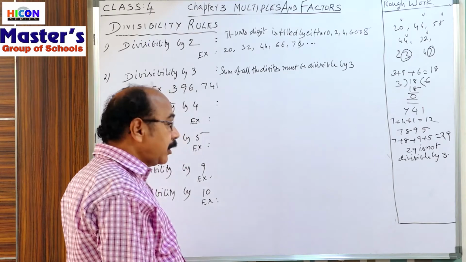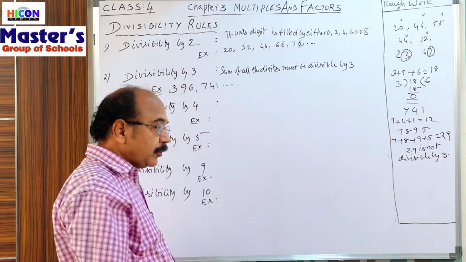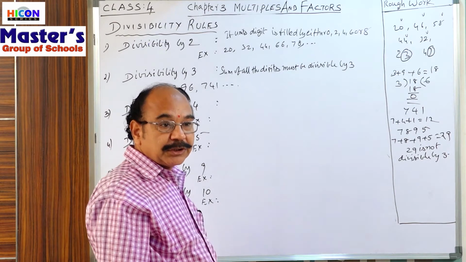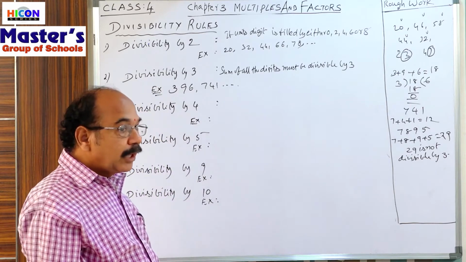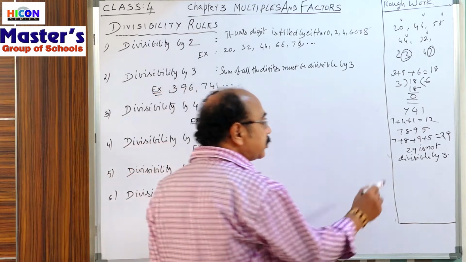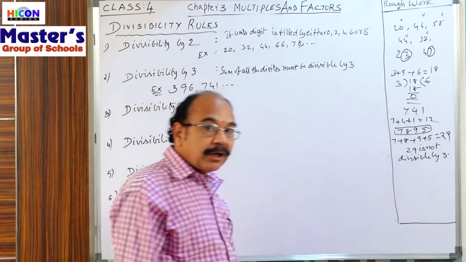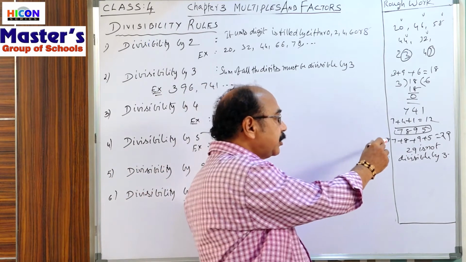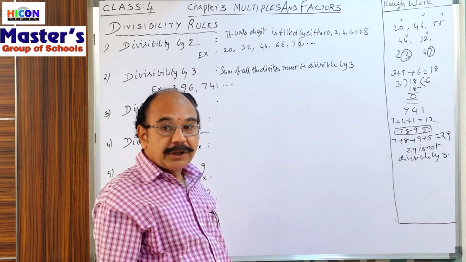Okay, children. And so on. So many numbers you can do that. So, if you want to know whether the given number is divisible by 3 or not, what we have to do is add all the digits. In this, I gave one example. Whether it is divisible by 3 or not, how to do here? Add all the digits: 7, 8, 9, 5. Add all the numbers, and you got 29.